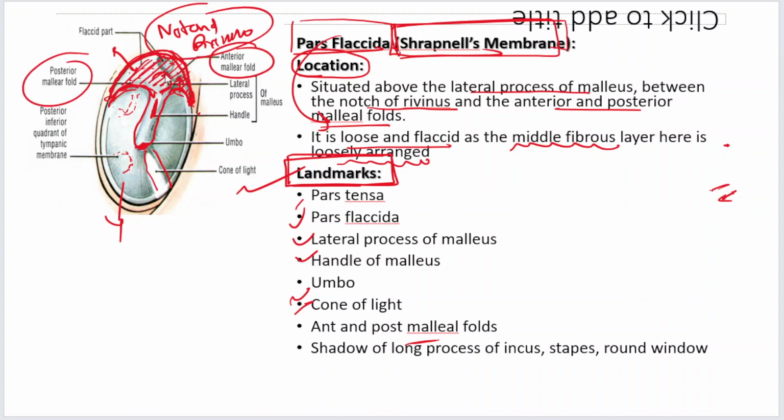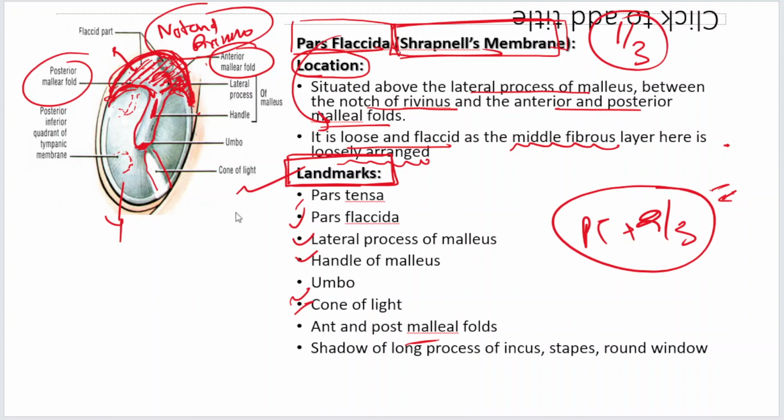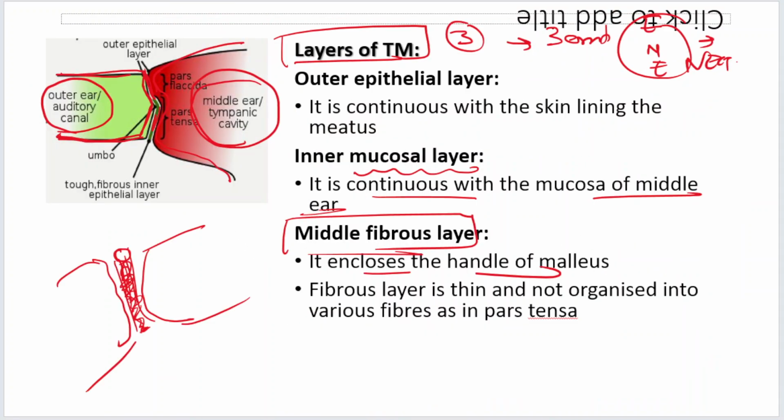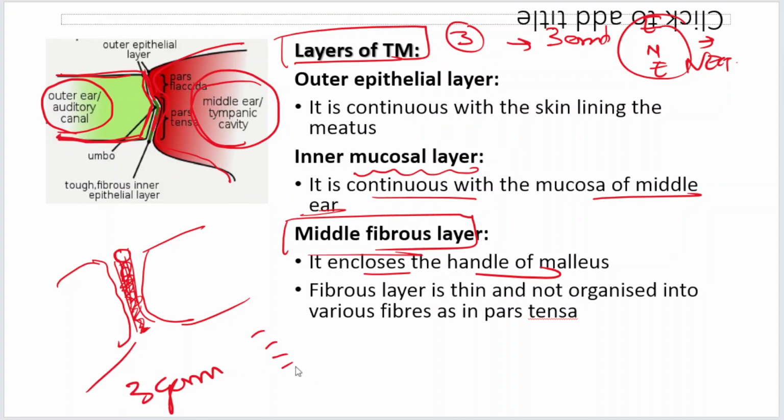Rivinus, and then you have this space that is present in between. This is called the pars flaccida. Pars flaccida is about 1/3 of the tympanic membrane, and the pars tensa is 2/3 of the tympanic membrane. Okay, these are the landmarks that I talked about. Then it is made up of all three germinal layers, as we said, ectoderm, endoderm, and mesoderm. So these are the three layers.